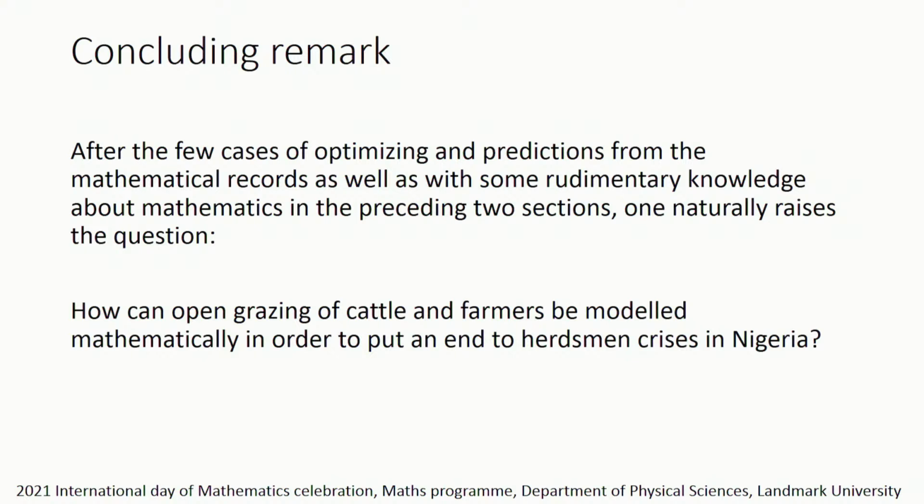How can open grazing of cattle and farmers be modeled mathematically in order to put an end to the herdsmen crisis in Nigeria? So all of us are here to propound a solution to it, because that's why we came together. We want to make mathematics a better world for us in Nigeria. This is our own problem. But let me give some highlights on how we can go about this.